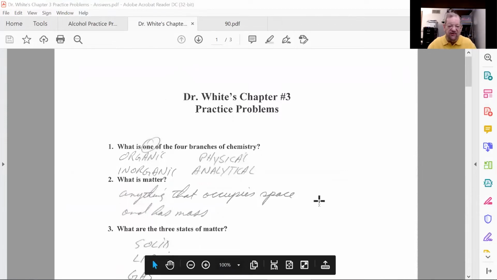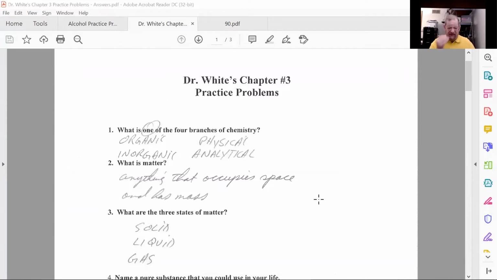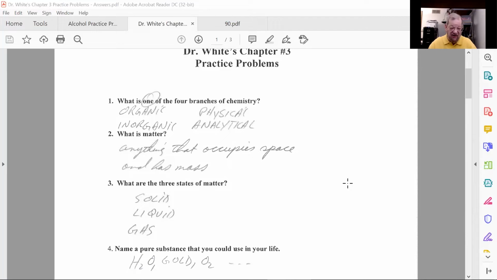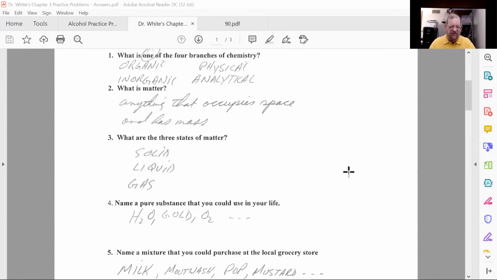These are questions you should know how to answer. They're called practice problems, and after test number 1, you'll understand why I call them practice problems. All right, number 1, what's one of the 4 main branches of chemistry? Well, the best is organic, but Dr. White's an organic chemist, but you could also put down inorganic, physical, analytical. What's matter? Anything that occupies space and has mass. All right, real important. What are the 3 states of matter? Solid, liquid, gas.